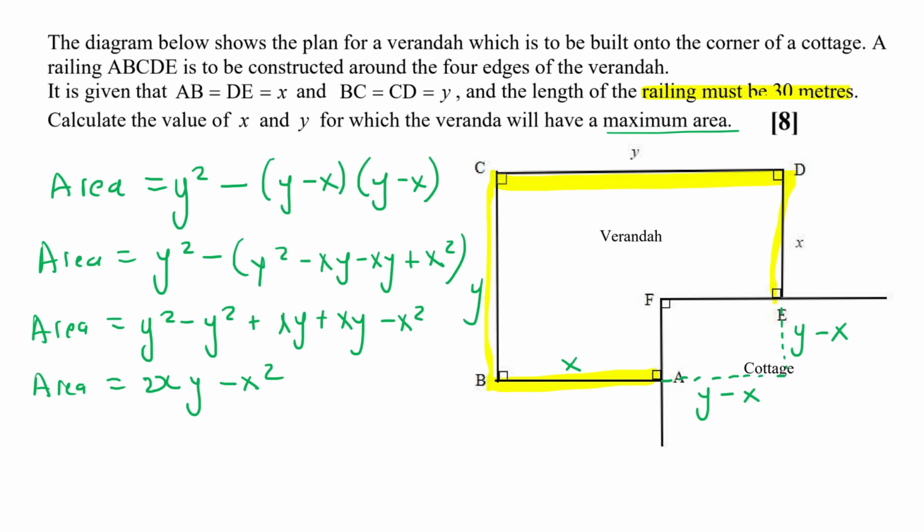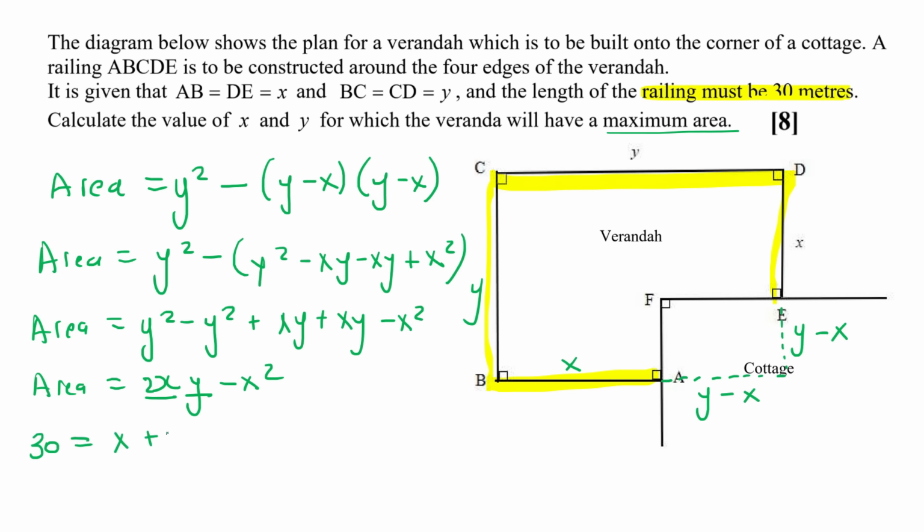Now, to find a maximum or a minimum, we normally want to take this expression, find the first derivative, and make it equal to 0. But the problem we have is that we've got two variables. We've got x and we've got y. So because we have two variables, we have to go find other information. They've told us that the railing is 30 meters, so that means it's like the perimeter.